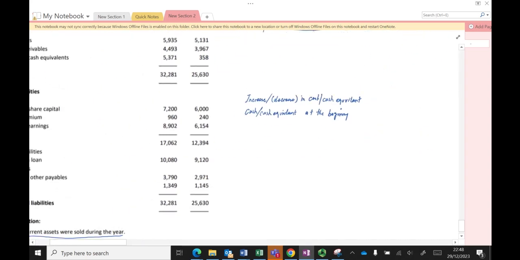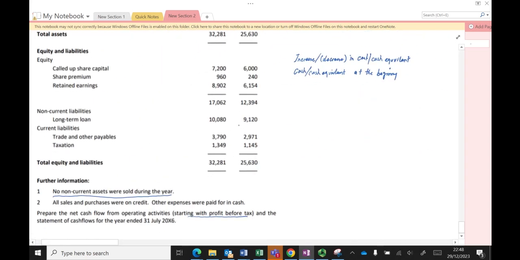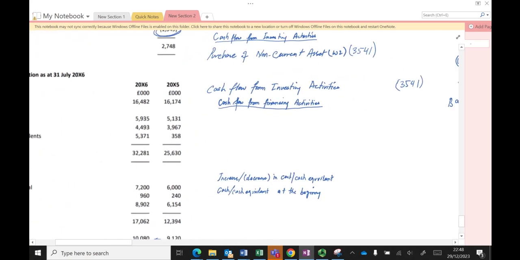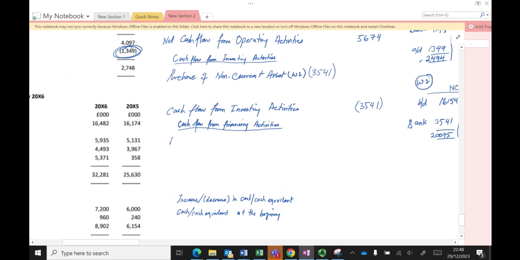Now looking at the loan, you can see that the loan figure has gone up. So we received a loan, receipt of loan. So you can find the difference. I have just shown you the figures in the statement of financial position, and that is 960. So when we receive loan money, the cash balance goes up, which is good for the cash flow.